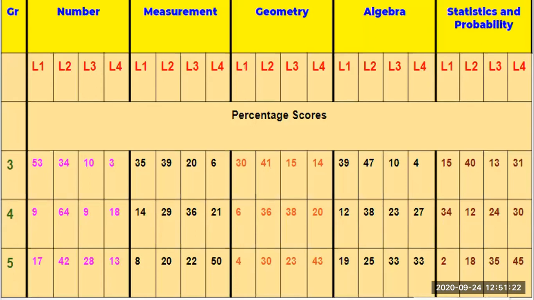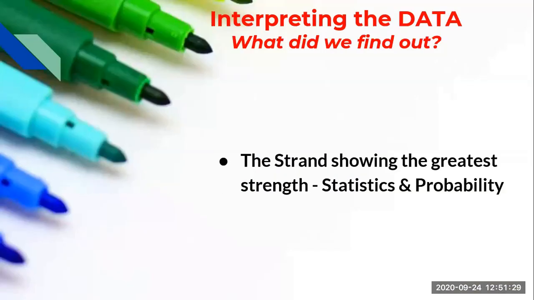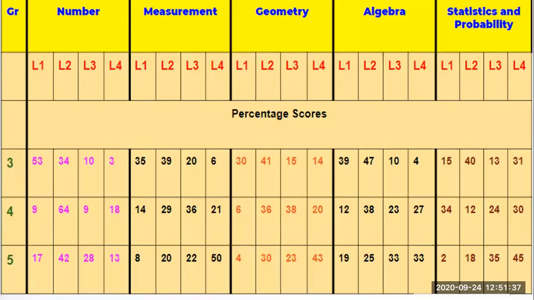There's so much that we can really pick up from this data. Here is another thing: the strand showing the greatest strength here is statistics and probability. We are still not totally comfortable with statistics and probability, but we can see a greater percentage of responses at level 3 and level 4 than in the other strands, especially for grade 5, where we see 45% of the responses at level 4 and 35% at level 3. So we have work to do, but it is not as severe as with the other strands.